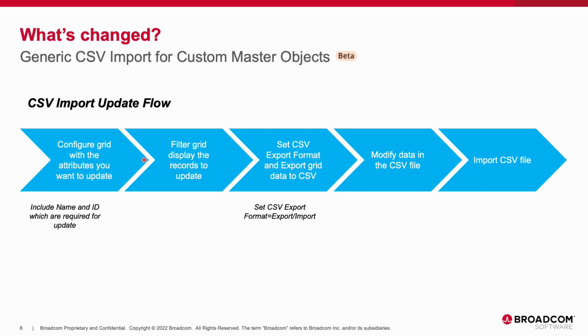Then also filter the data to display the records you want to update. So any lookups or anything else, you want to get that inside the grid. The next step is when you export it out, always ensure that your CSV export format is set to export import. That will bring over the additional import export header records and lookup information. And then you go ahead and export that data to CSV. Modify the data that you want to update within your CSV, and then you import that CSV file into the system.